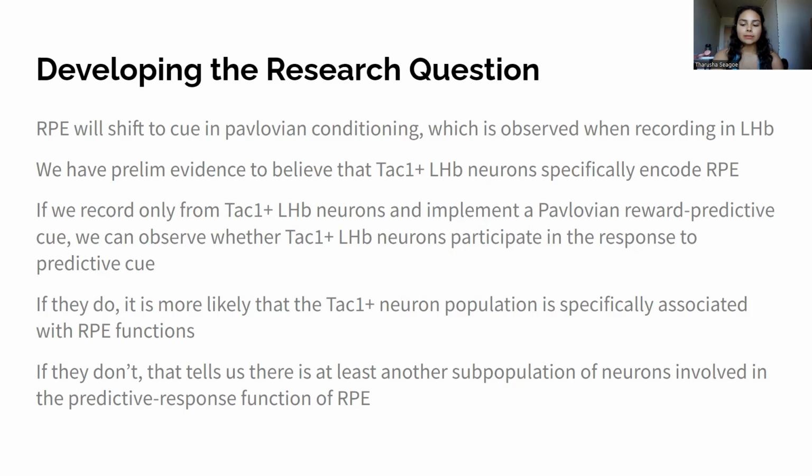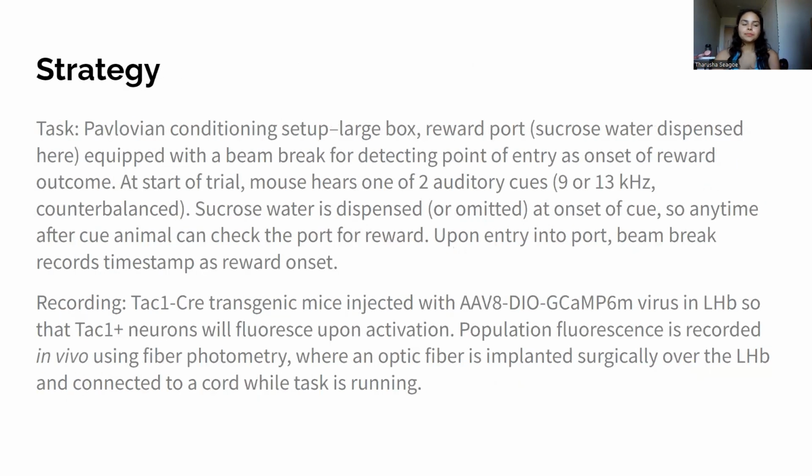And both of those are interesting. So our strategy for looking at this was, we had this Pavlovian conditioning setup with a reward port, from which we dispensed sucrose water. That was the reward. All these things are common in the literature. We had a beam break in there for detecting when they entered the port, and that was how we registered or marked a timestamp for the onset of the reward outcome, so that we could align it to their neural activity.